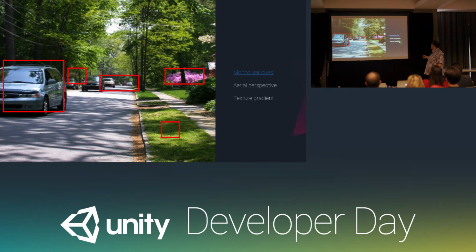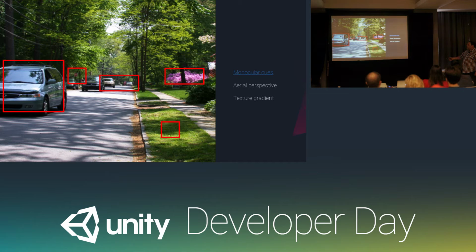For instance, aerial perspective. That means objects in the far lose color. And over time, you start to learn, the more color, that's how far an object is. That's why maybe in Unity you make a shader to lose color the further it goes, because then you know it's far away. Also, texture gradient.